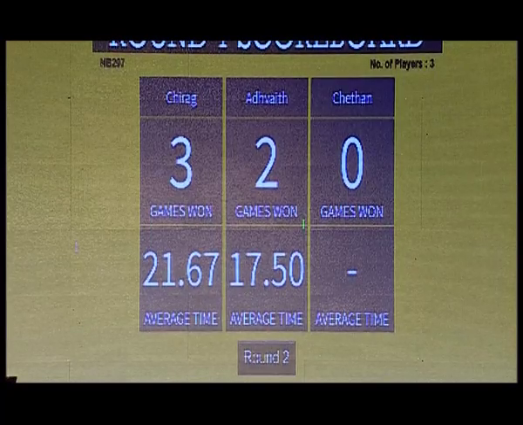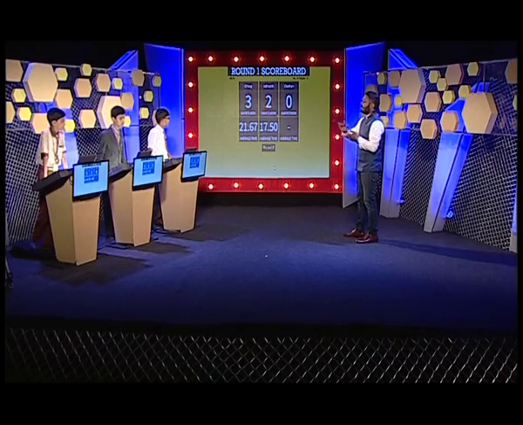Well done. Let's quickly have a look at our round 1 scores. Only one round done. That basically means 3 games are over. We've got a whole match left, so that's 3 more rounds to go. But for now, round 1 looks something like this. Chirag, 3 on 3. Advait, 2 out of 3. Chetan, yet to open your account. Don't worry, Chetan.